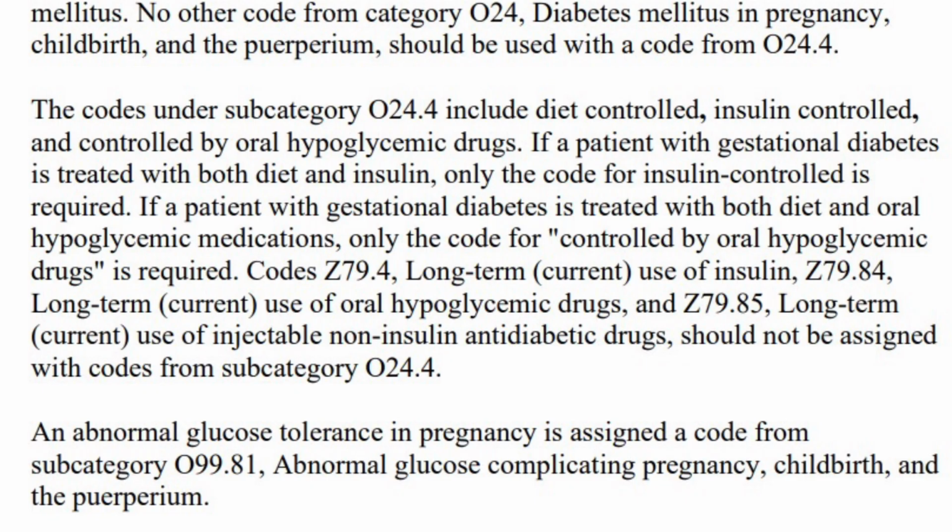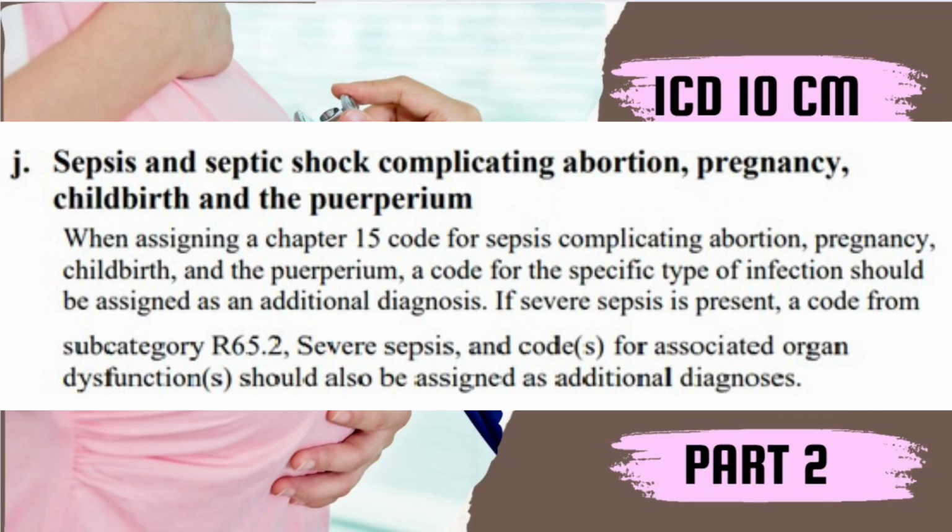The next J point is sepsis and septic shock complicating abortion, pregnancy, childbirth and the puerperium. When you assign this sepsis complicating abortion, pregnancy, childbirth and puerperium, you should always mention the specific type of infection as an additional diagnosis. What kind of infection is this? What is the organism? You'll be adding that as an additional diagnosis. So if severe sepsis is present, you'll be coding from the subcategory R65.2, which is severe sepsis, and codes for the associated organ dysfunction should be assigned if the patient is having any organ dysfunction.